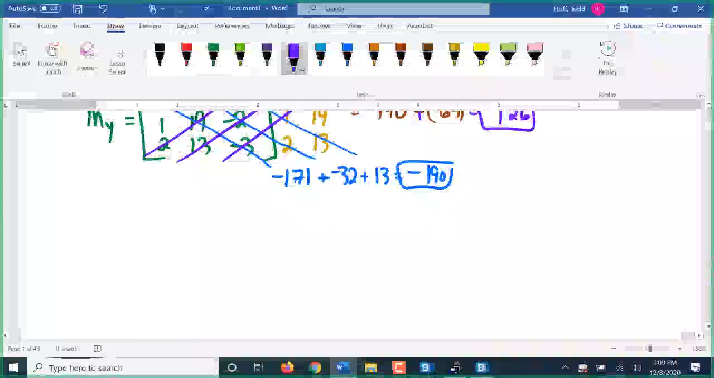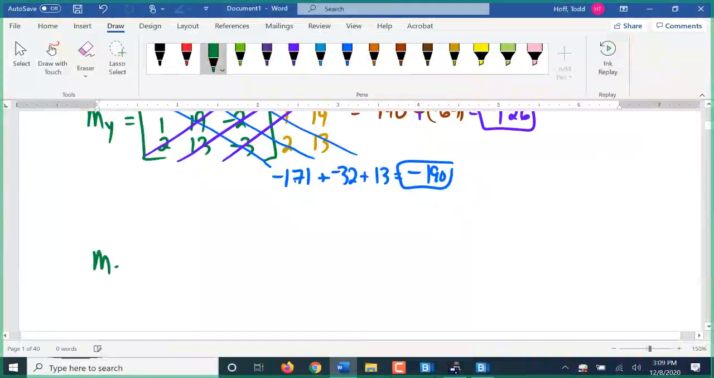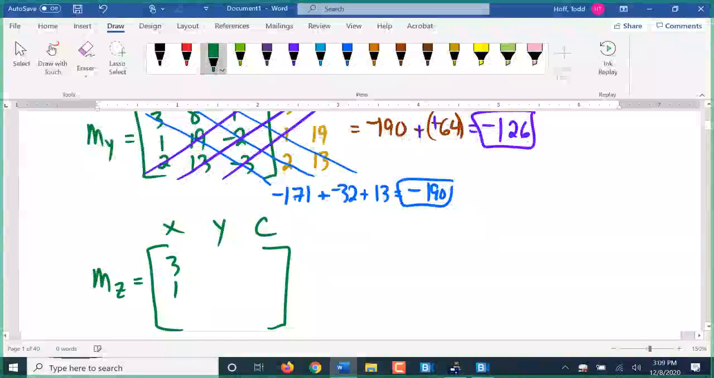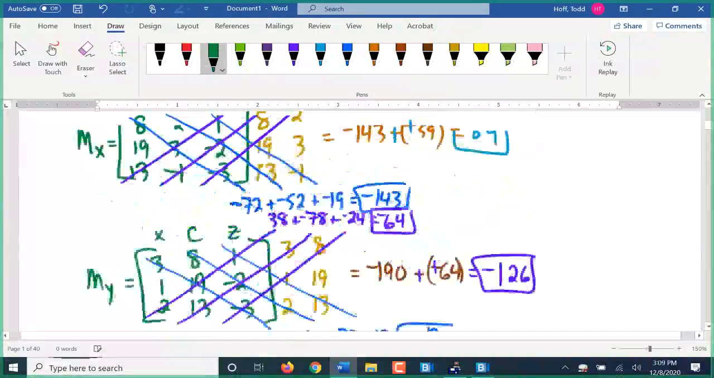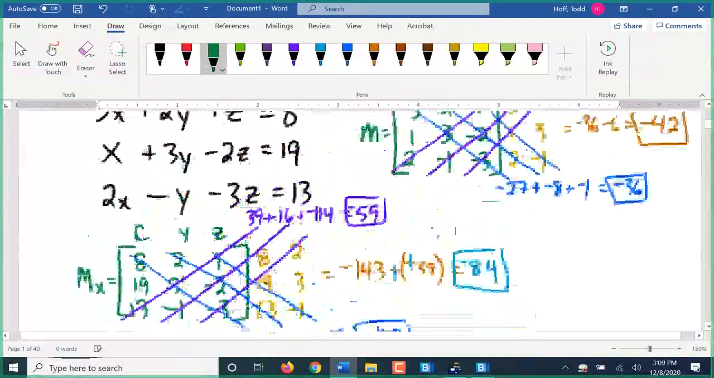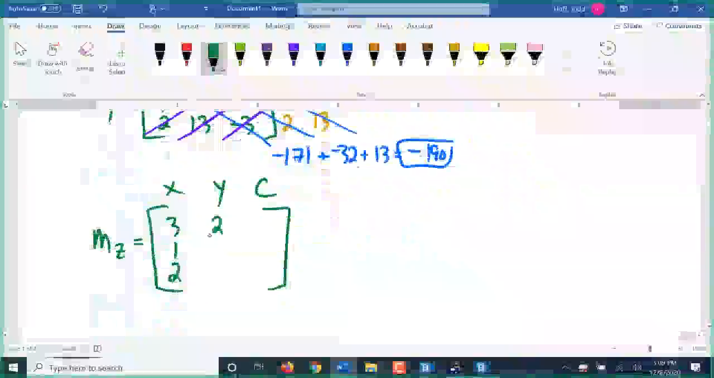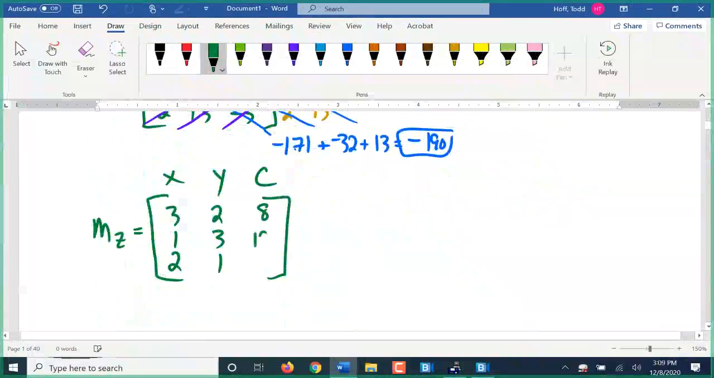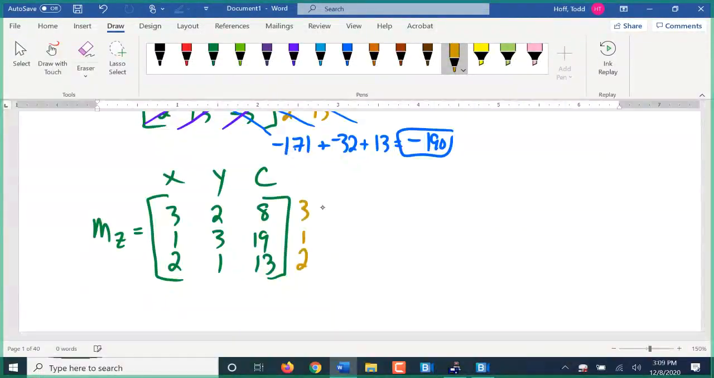My Z matrix. Oh, you probably predicted it by now. My X and Y columns are back where they belong. We replace the Z column with the constants. So X is 3, 1, 2. Y is 2, 3, -1. And Z is 8, 19, 13. And I rewrite my first two columns again. I'll do my diagonals.